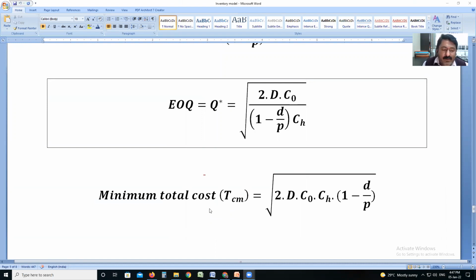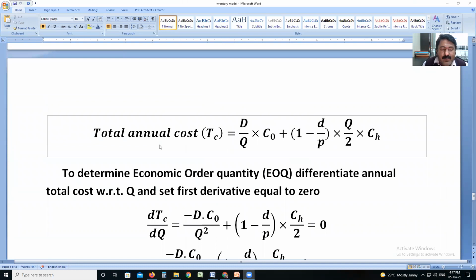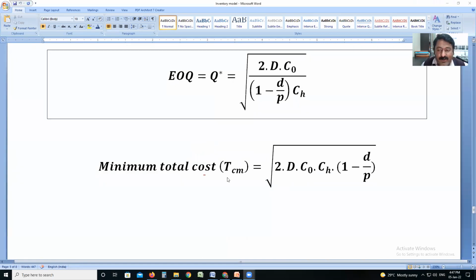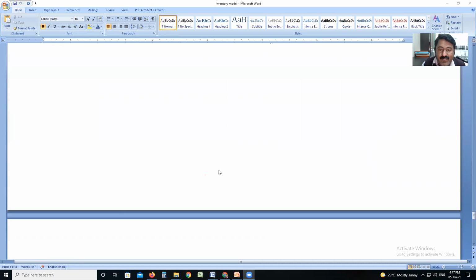Now the total cost, TCM. You can see here your total annual cost is there. I have just put the value of Q directly. So here you will take the value of Q star, here again you will take the value of Q star, and if you put in all the values, you will get the formula for this total minimum cost TCM as the square root of 2 DCO into CH into (1 minus D by P). The complete formula is under root.